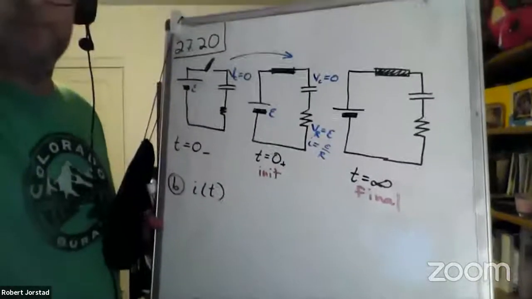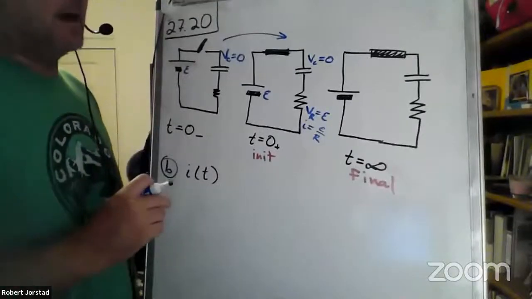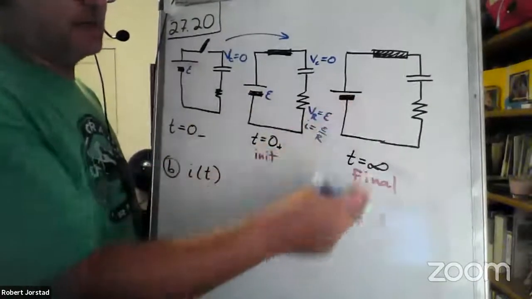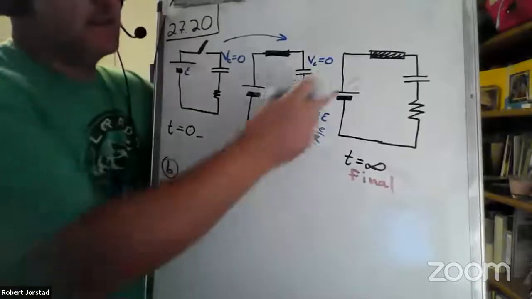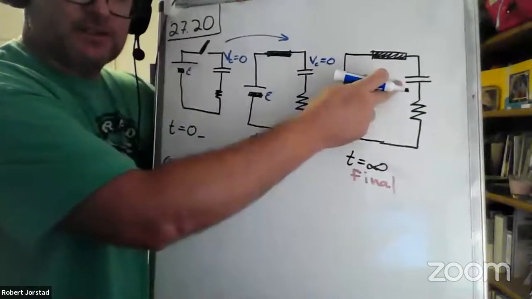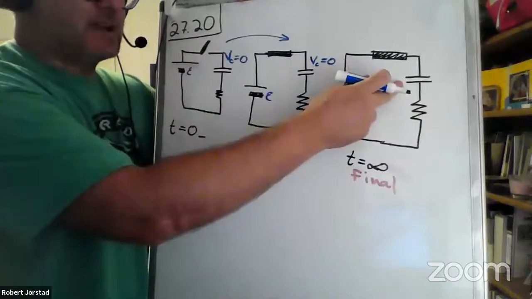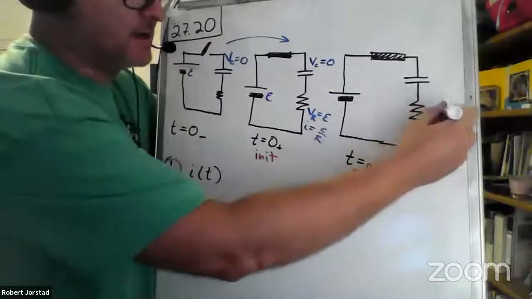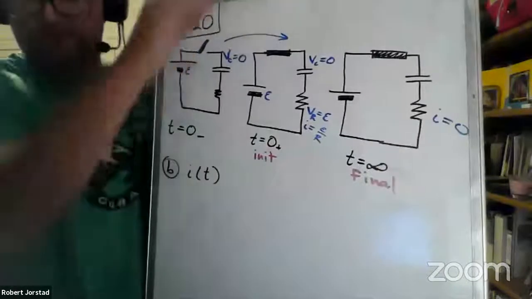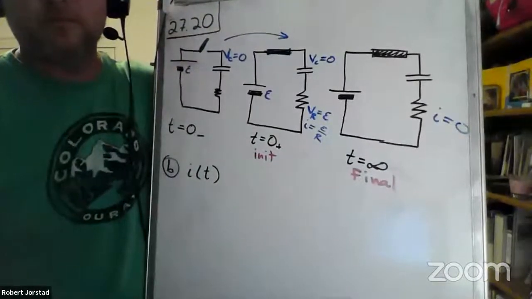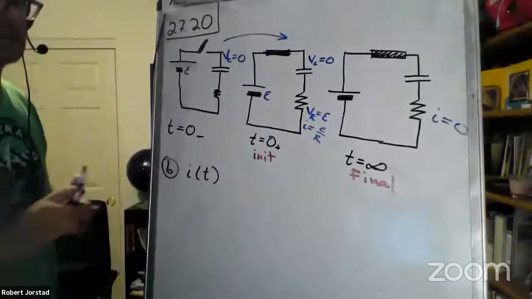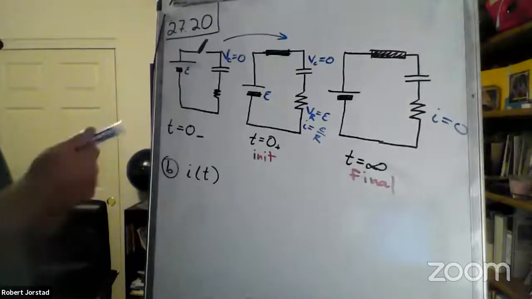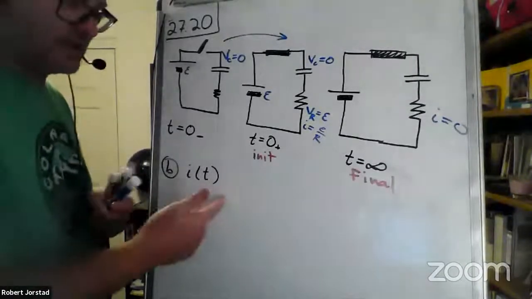Right? Now, on this side, I come over to here. In the final state, the capacitor is fully charged. A fully charged capacitor is going to stop the current flow. It acts like an open switch. So that tells me the current is 0. If that's the case, I think I have everything I need to write down the current as a function of time.